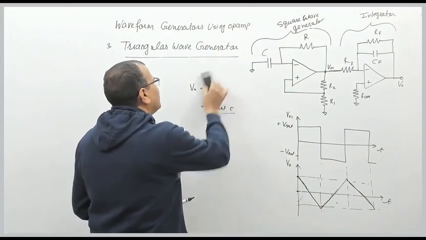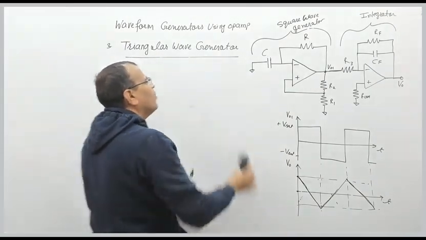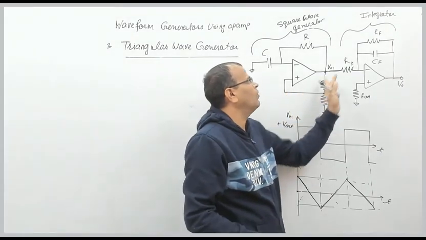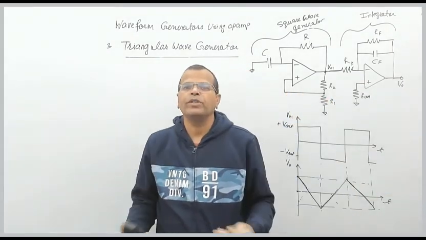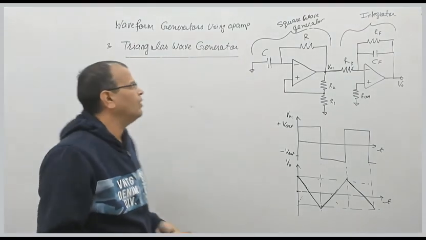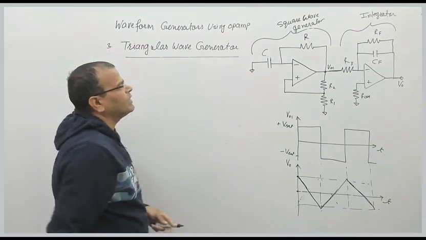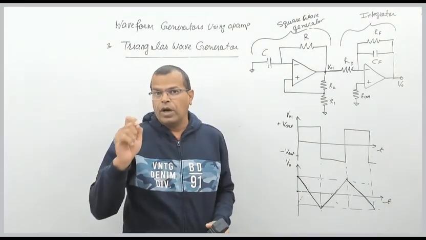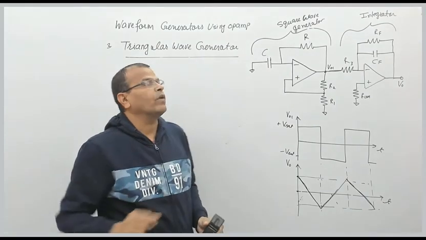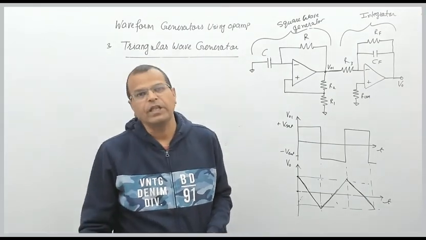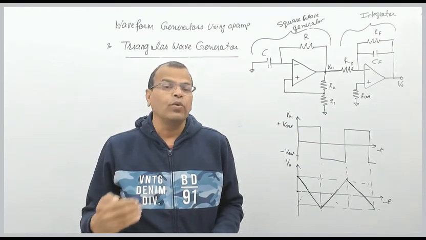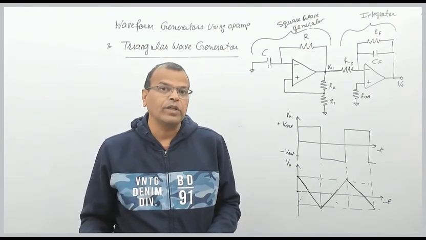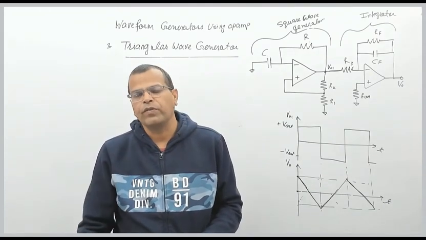That is just a conceptual topic. We have already studied the square wave generator, and we have already studied the integrator. The combination of the two is nothing but a triangular wave generator. Now we will see the examples which appeared based on the triangular wave generator circuit, and that will include mathematical analysis as well, so that you can understand the operation of a triangular wave generator.